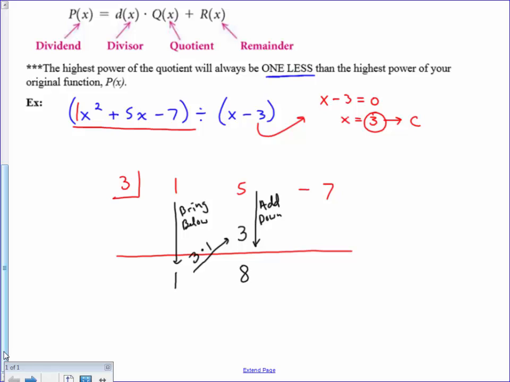Once you have a number below, you would then multiply that number by the C value, in this case by 3. So we would do 8 times 3. 8 times 3 is 24. And then once you have the 24 up above, you would add down. And so here, negative 7 plus 24 would be 17. Now this I'm actually going to circle as my remainder.